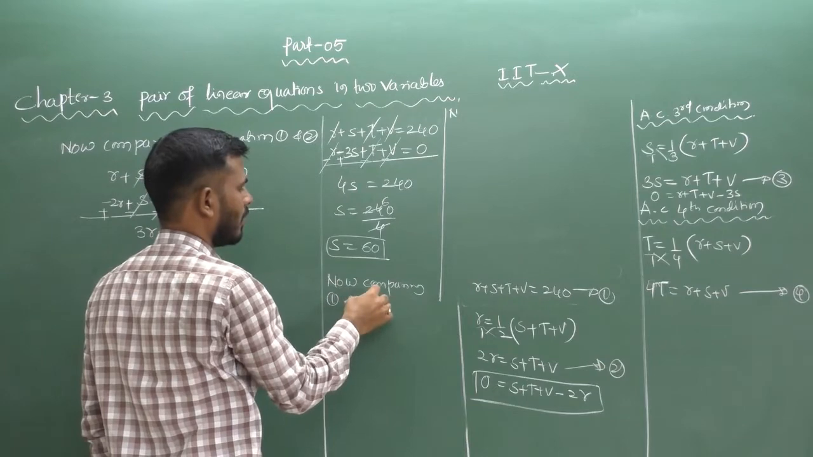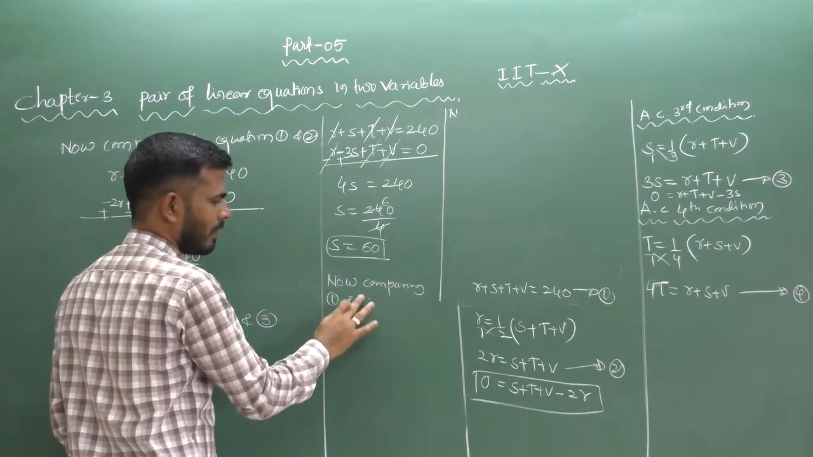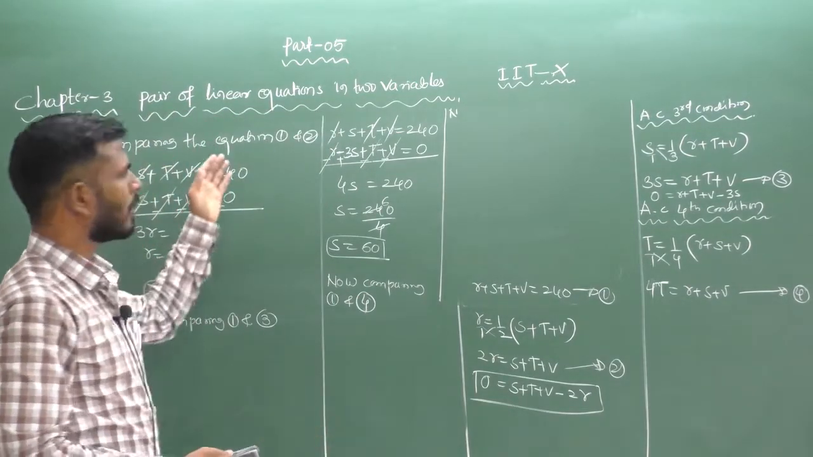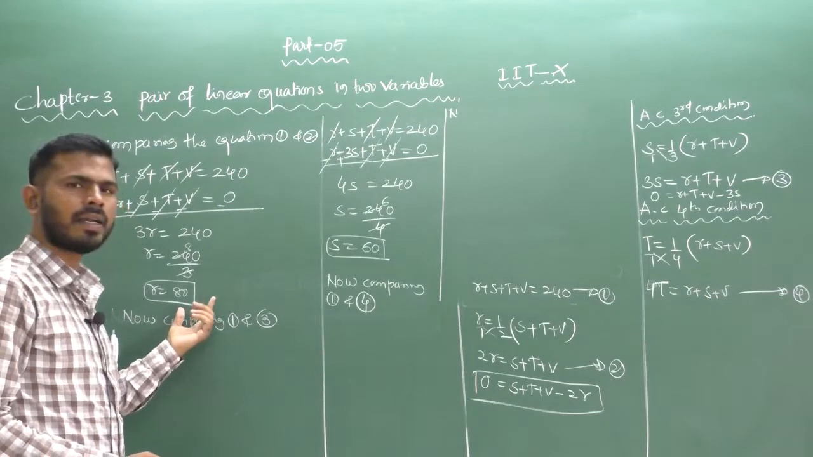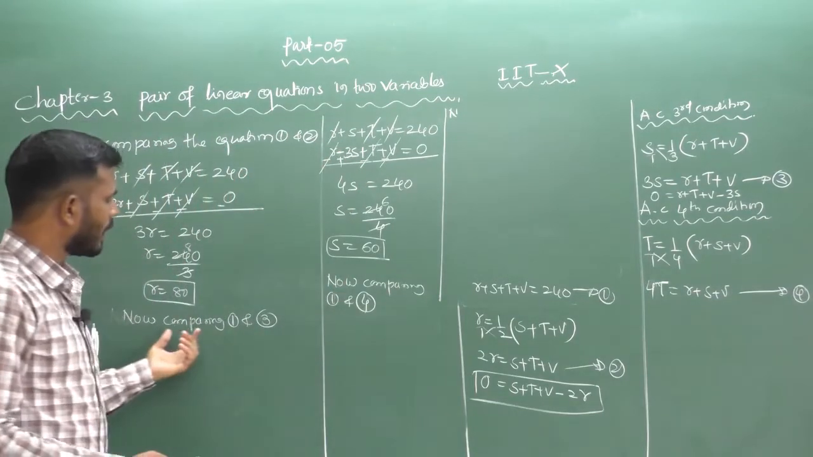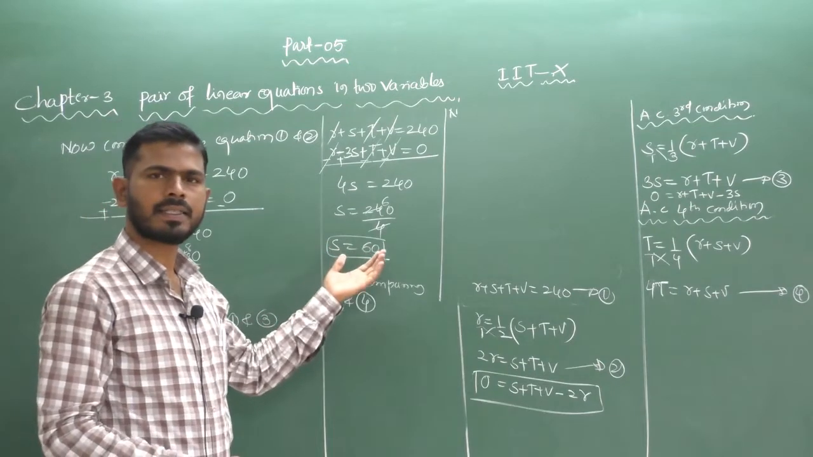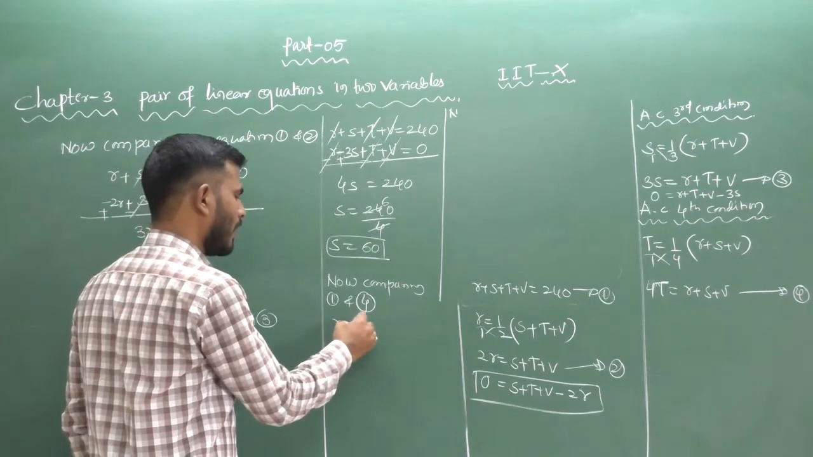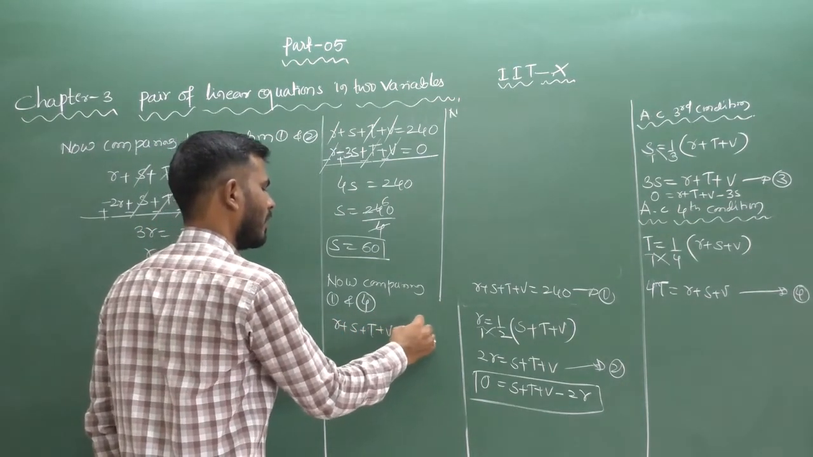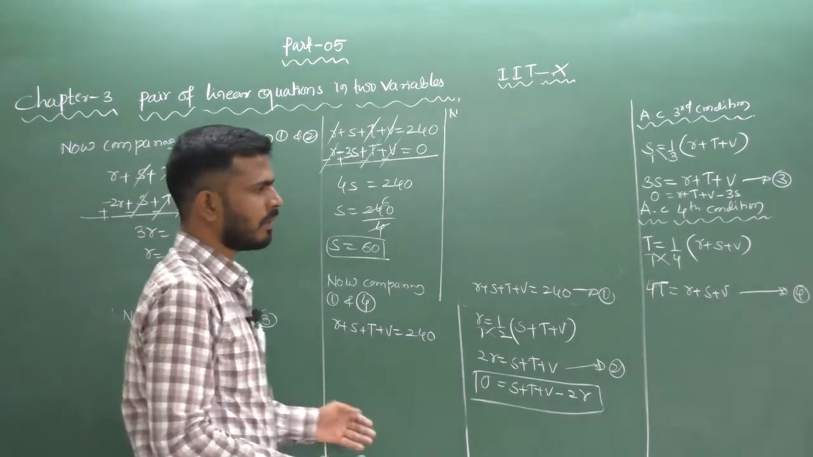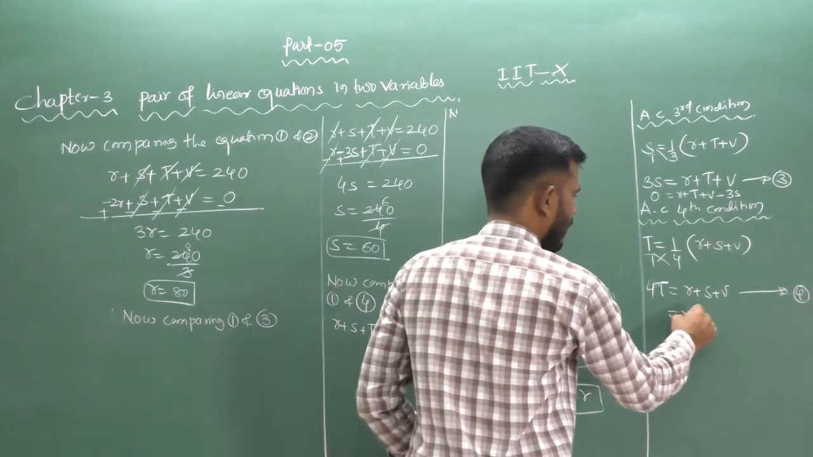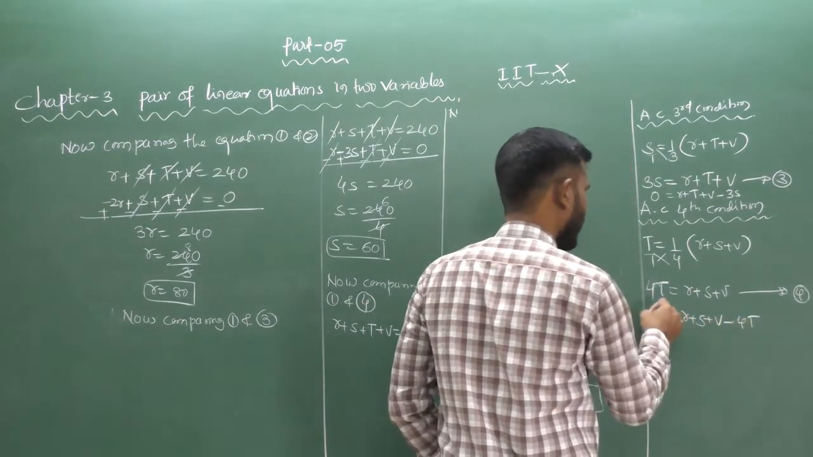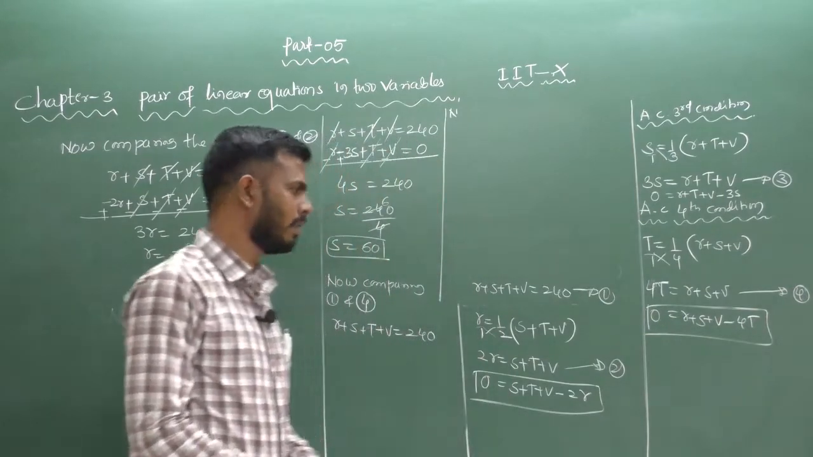Now comparing equation 1 and 4. First we compared equation 1 and 2, which gave the value of r. Second we compared equation 1 and 3, which gave the value of s. Next we compare 1 and 4. Equation 1 is r plus s plus t plus v equal to 240. The fourth equation is r plus s plus v plus 4t, which becomes minus 4t. Here nothing means 0. This is the fourth equation.